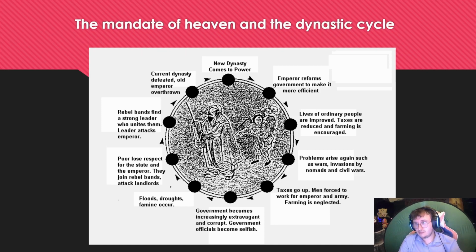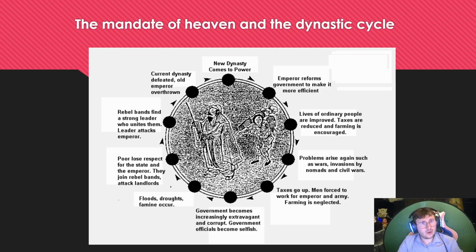monsoons. The poor, the lower classes lose respect for the state and the emperor. They join rebels and they attack landlords. Rebel bands find a strong leader who unites them. The leader attacks the emperor, and the current dynasty is kicked out. New dynasty comes in, and the cycle begins.